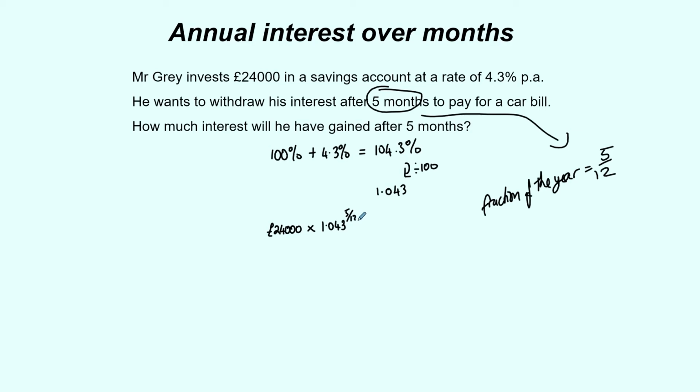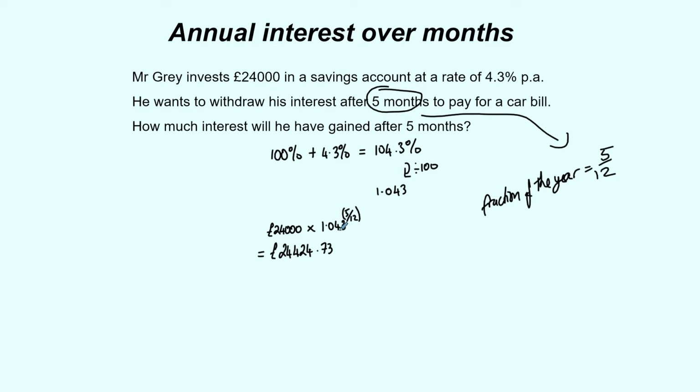He's leaving it in for 5 months, so the fraction of the year is going to be 5 out of 12. That comes from the 5 months. He's got 5 out of 12 because it's 12 months in a year. Now that is going to be our power here. So it's going to be 1.043 to the power 5 over 12. Now that's a little bit more complicated to type into your calculator. So what I would do is put the 5 over 12 in a bracket as you're typing it in.